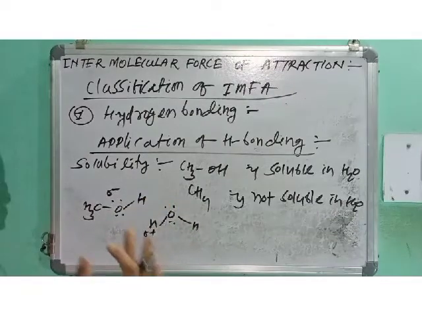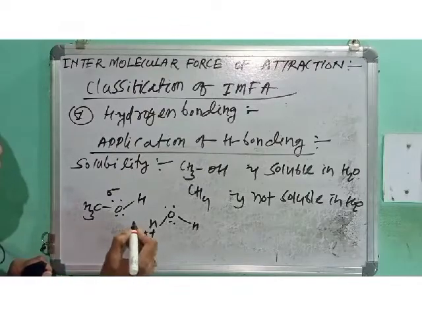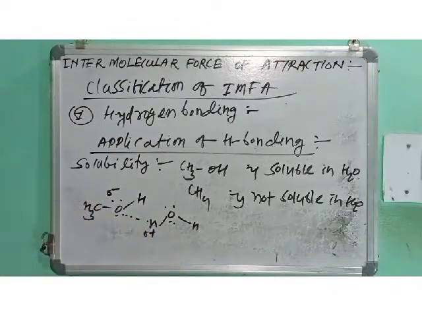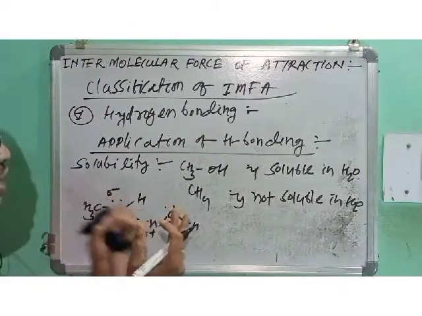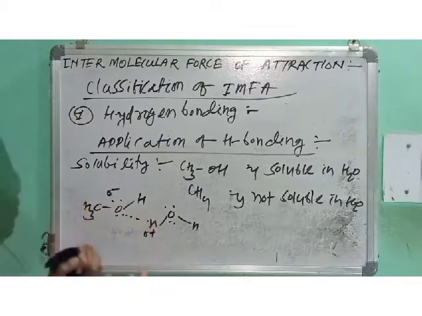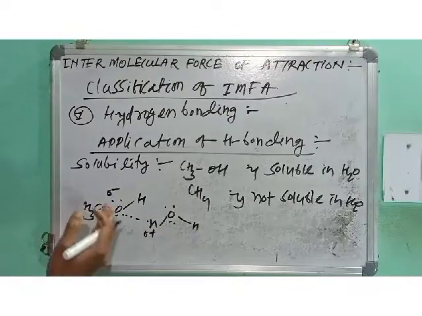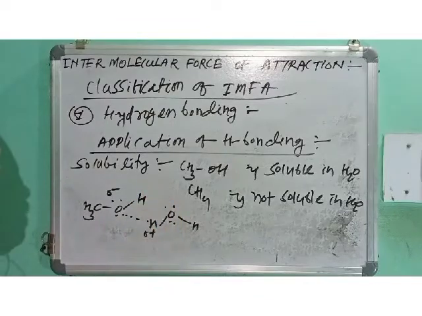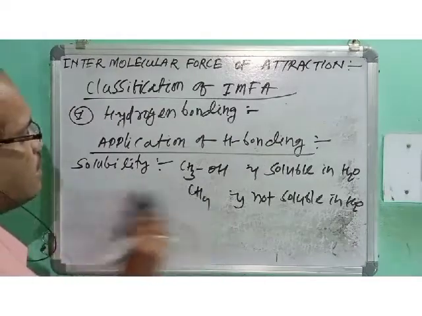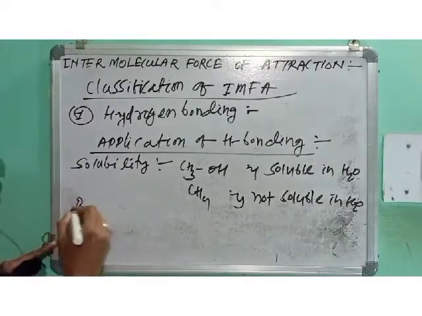So what happens here when you mix methyl alcohol in water? There is a hydrogen bond between this hydrogen and this oxygen, so a strong force of attraction occurs between methyl alcohol and water, they become very close to each other, so they intermix. Due to this hydrogen bonding, methyl alcohol is soluble in water. So any low molecular mass compound that is able to form hydrogen bond with water is soluble.